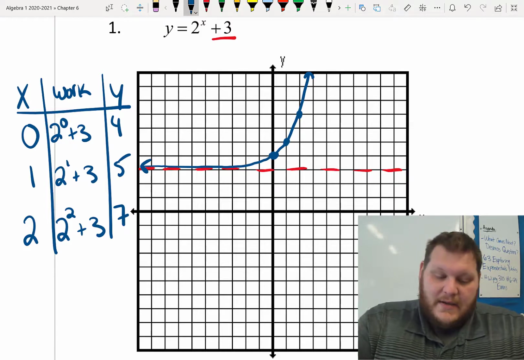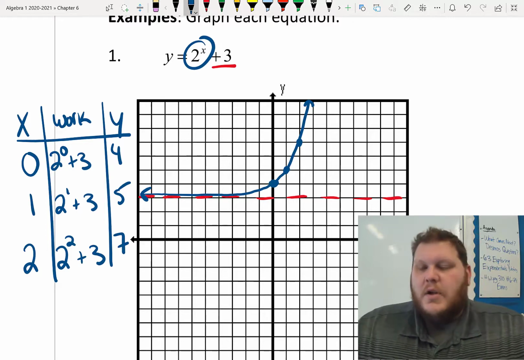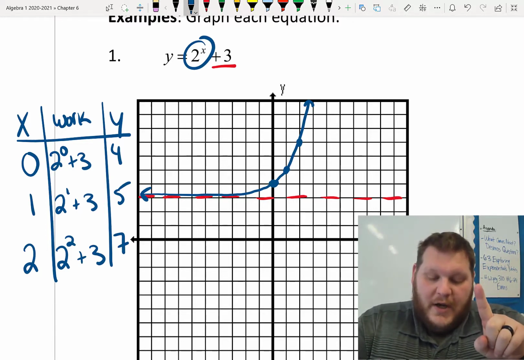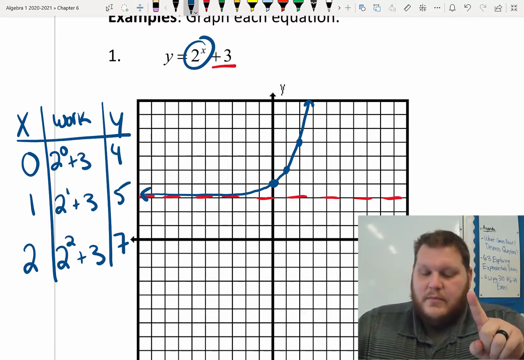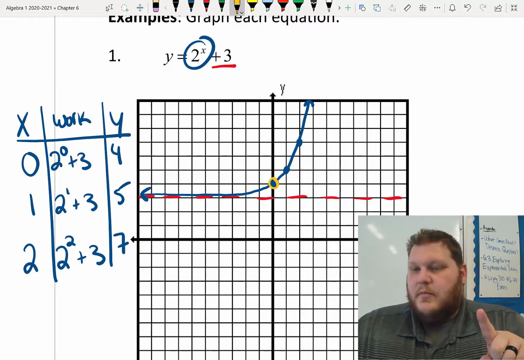And what I mean by that is, if I look at just evaluating 2 to the x power, 2 to the 0 power is positive 1. So 1 unit above my asymptote is where this first point was. I'm going to circle it in yellow. So 1 unit above my asymptote.